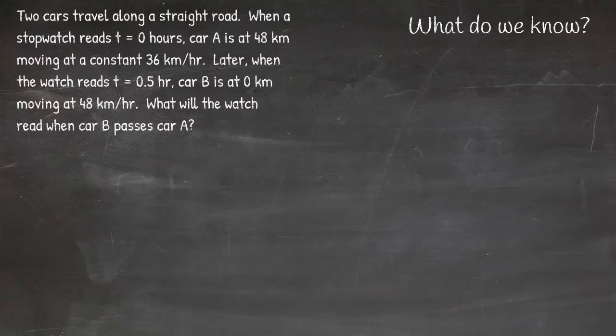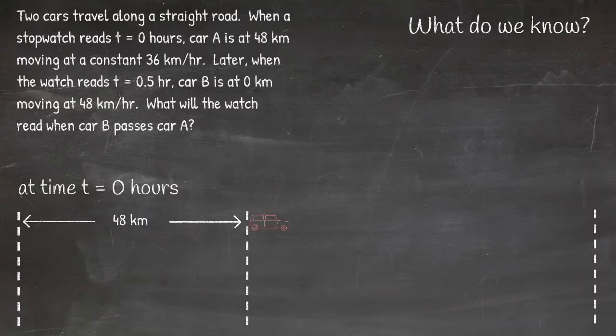This time for the what do we know, I'm going to use a picture in addition to just writing out the information. So we'll start at time t equals 0 hours. We have one car, which I will call car A. It's the red car here, starting 48 kilometers from our 0 point and traveling at a speed of 36 kilometers per hour.